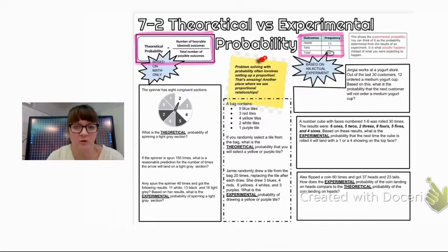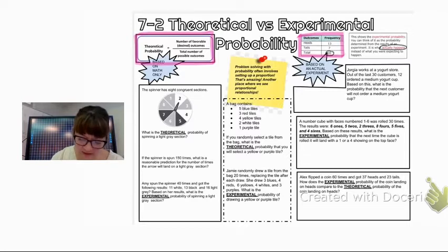It doesn't mean they flipped their coin incorrectly since they got 13 and 7. It just means that when you actually carry out the experiment, you're not necessarily going to get what the math says that you can expect. That's experimental probability. So you can think of experimental probability as the probability determined from the results of an experiment. It is based on what actually happened instead of what you were expecting to happen. So let's jump in here and look at some examples.